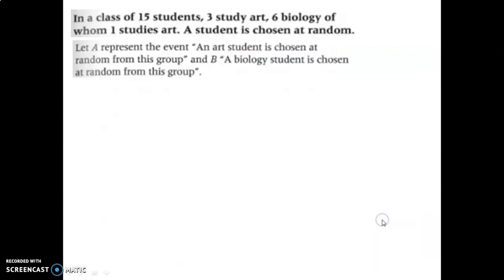Let's begin. We have a situation where we have a class of 15 students, 3 study art, 6 study biology, of whom 1 studies art. That means one of the biology students also studies art. A student is chosen at random. We're going to let A represent the event that an art student has been chosen at random, and B represent that a biology student has been chosen at random.